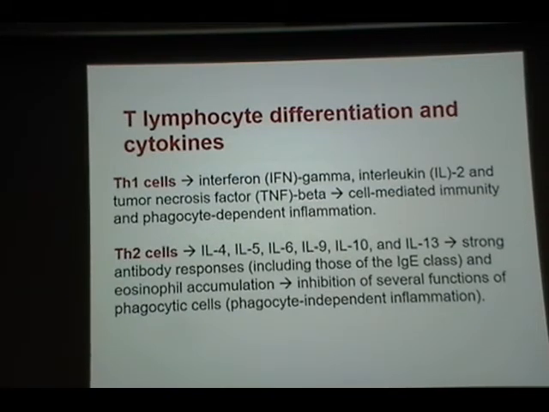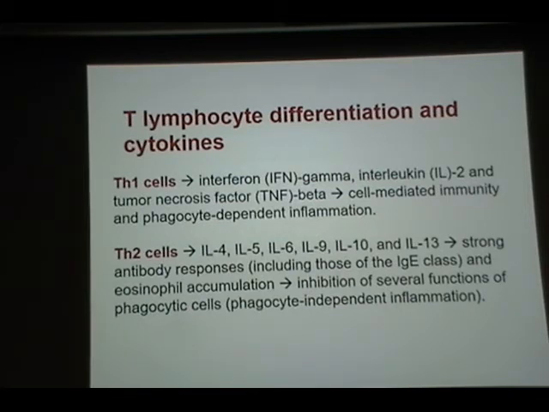So I understand sometimes we get confused about type 1 helper T cells and type 2 helper T cells. I thought Dr. Levin mentioned about it. However, I think this is just if you already know, this is a summary of what we need to know. If you don't know that, this is a very brief description to tell you what are type 1 helper T cells, what are type 2 helper T cells. So Th1 cells, they are T cells, they can produce interferon gamma, IL-2, and TNF-alpha. So they are involved in cell-mediated immunity and phagocyte-dependent inflammation.